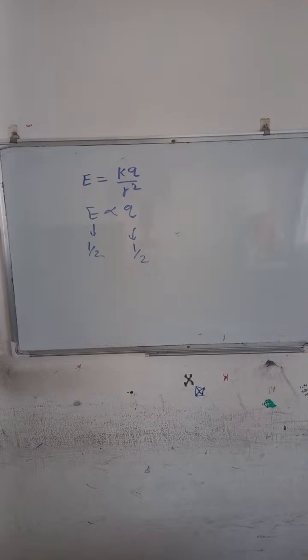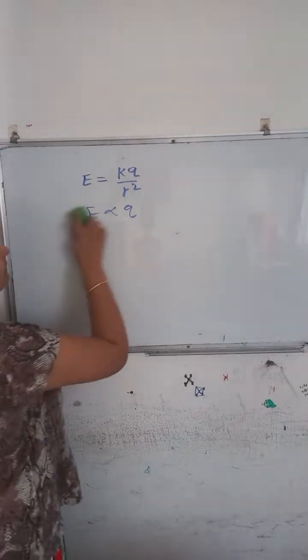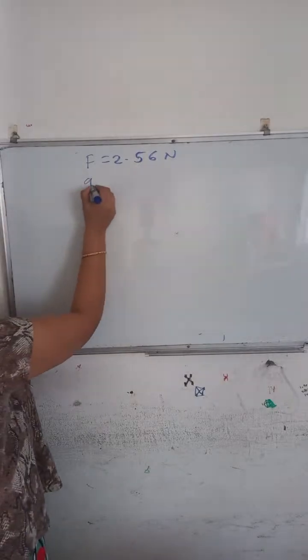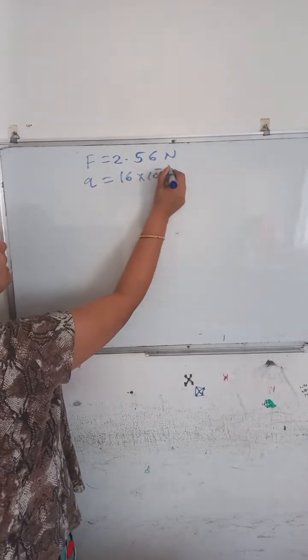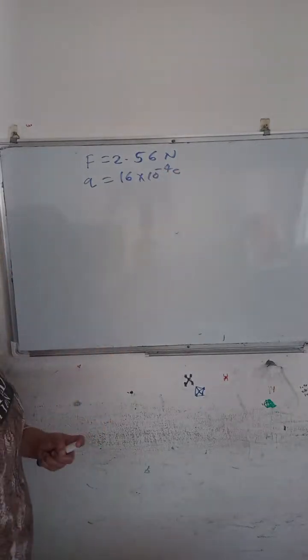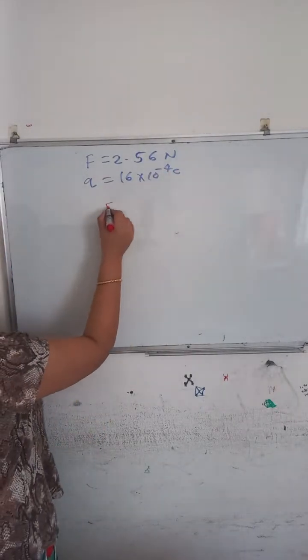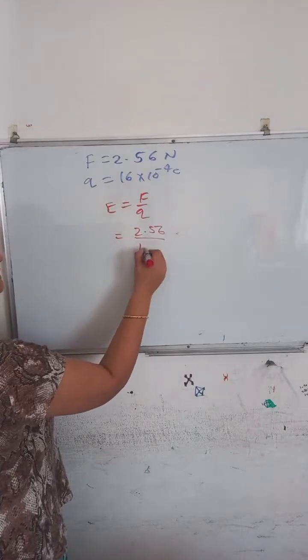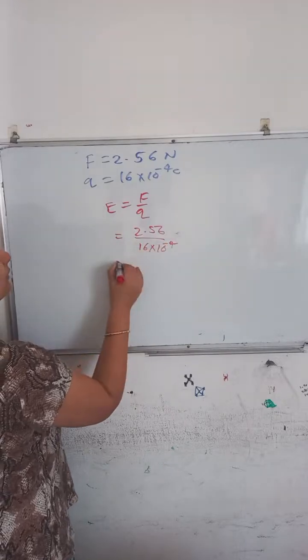Okay, so this is also a very clear and straightforward question. Force is mentioned and we have to calculate the electric field. First you can write down the given things. Force is given, 2.56 Newton, correct? And charge Q is given, 16 into 10 raised to minus 4 coulomb. Then we know that electric field intensity is nothing but F by Q. So F is 2.56 and Q is 16 into 10 raised to minus 4. Simplify this.